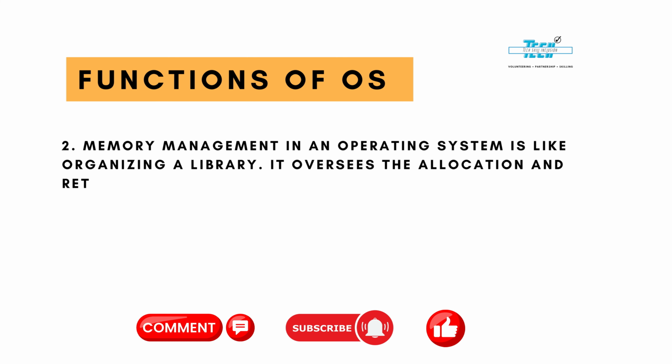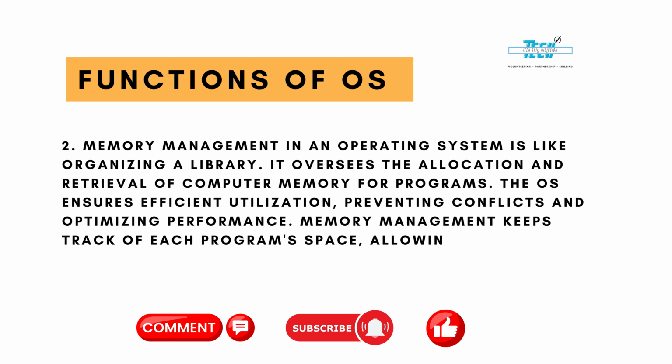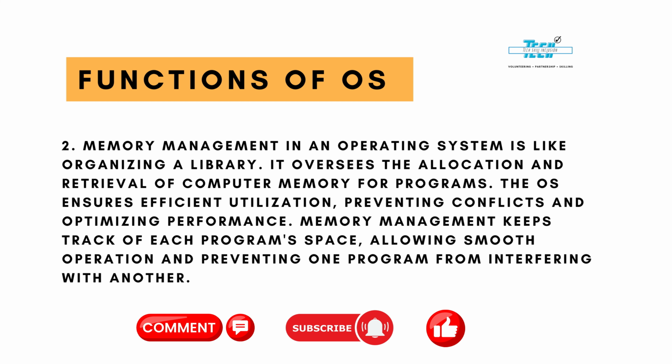Then we have memory management. Memory management in an operating system is like organizing a library. If everything is all over the place, I don't think your device will be able to function properly. It oversees the allocation and retrieval of computer memory for programs. The operating system ensures efficient utilization, preventing conflicts and optimizing performance. Memory management keeps track of each program's space, allowing smooth operation and preventing one program from interfering with another.